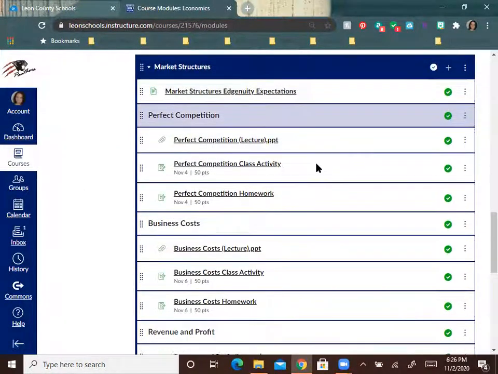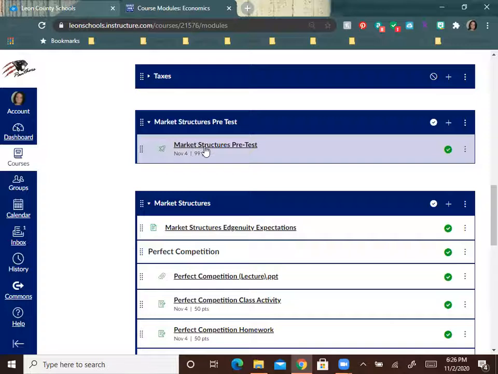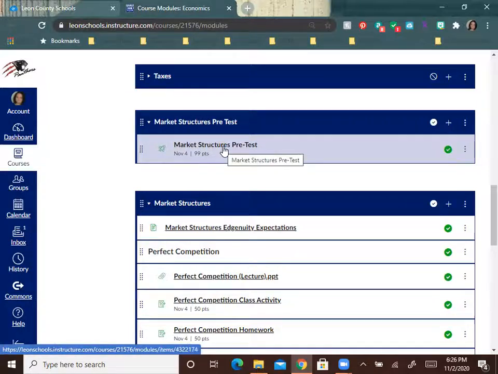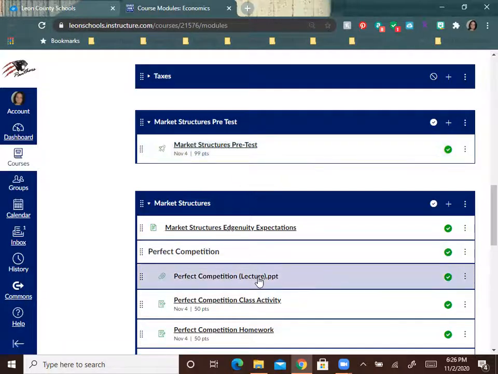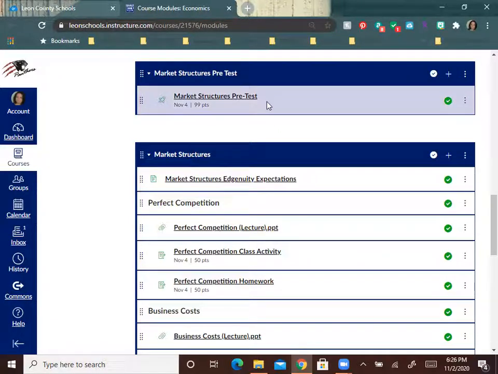And so what we're doing today is perfect competition. You can see that November 4th is the due date for these. And don't forget to take your pretest. Remember, it's a pretest, so you're not expected to know it at all, and you'll have to take the pretest before you can get into the perfect competition. So if you want to pause the video now and go back and take the pretest, you're more than welcome to do that. Just hit unpause when you're ready for me to continue.